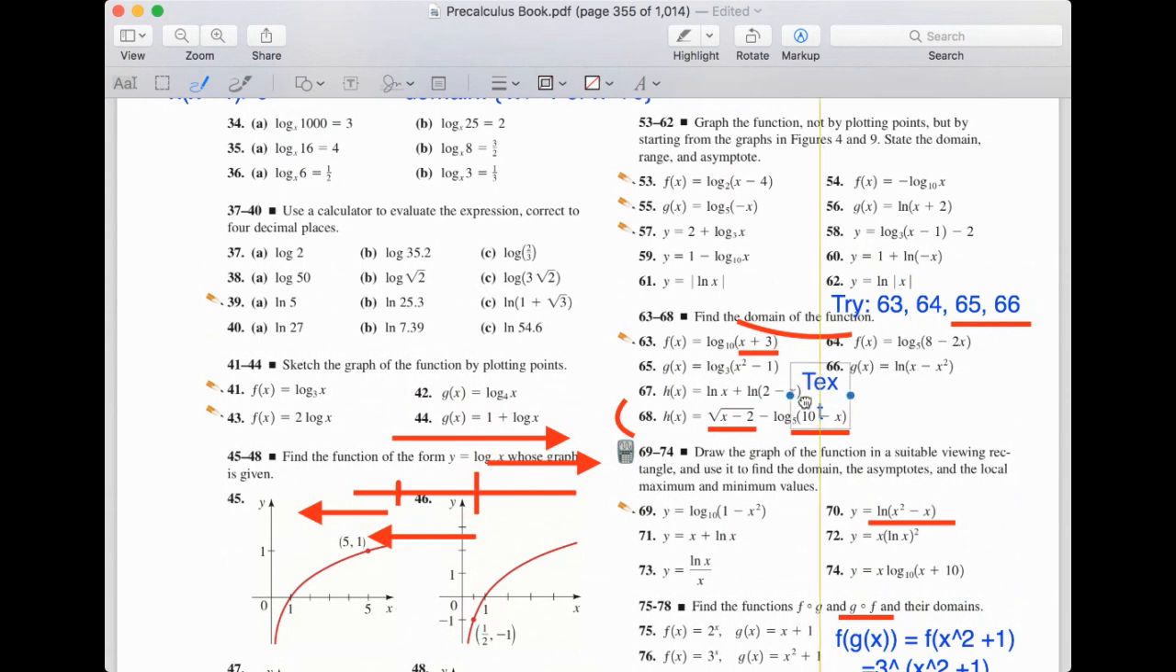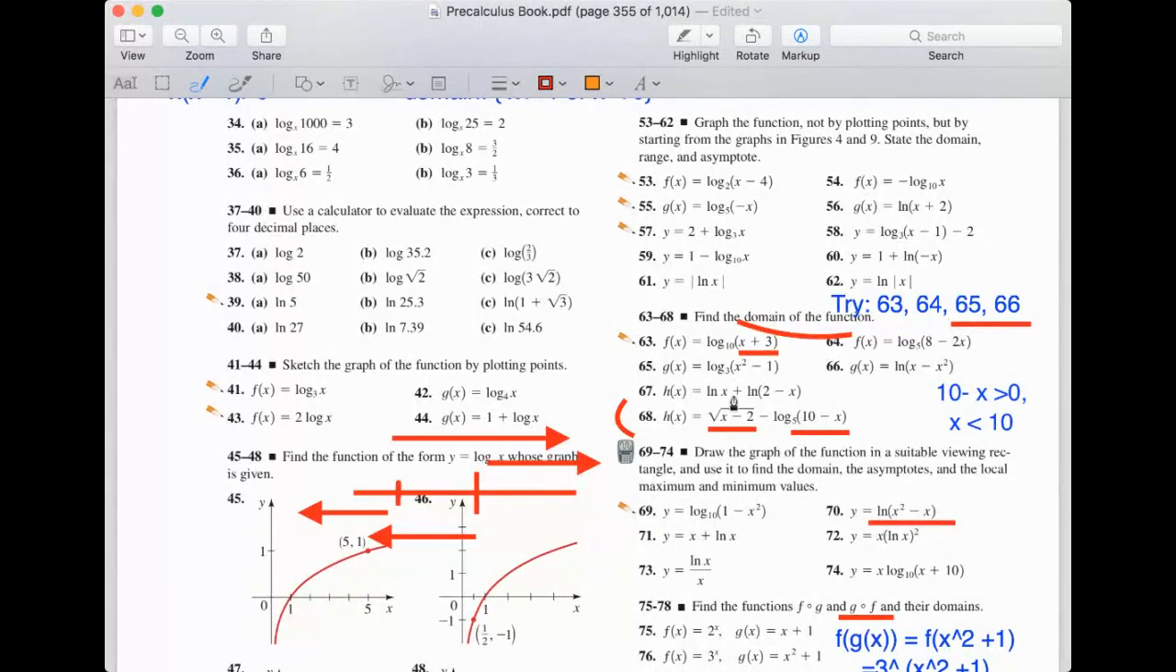The way I found the domain for log base 5 of 10 minus x is that I set up 10 minus x greater than 0, and then I solved for x. I got x is less than 10, because when you move the minus operation, the sign changes. So this is the domain for log base 5 of 10 minus x.